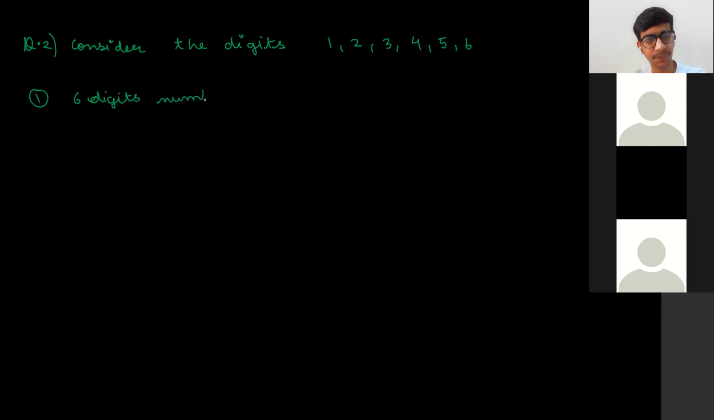So next question is consider the digits 1, 2, 3, 4, 5, 6. So first question in this is 6 digits number कितने बन सकते हैं? Second question is divisible by 2 कितने बन सकते हैं? And obviously it's 6 digits numbers only. The third is divisible by 3.